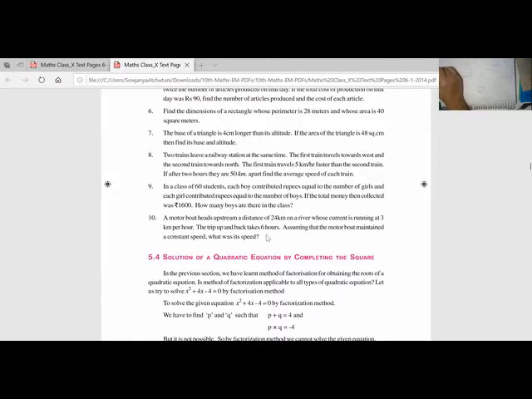So what is the speed upstream? Upstream, its speed is x minus 3, because the river is 3. Downstream, the boat speed is x plus 3. Let us see, this is the river. This is a motor boat. The river is flowing like this.